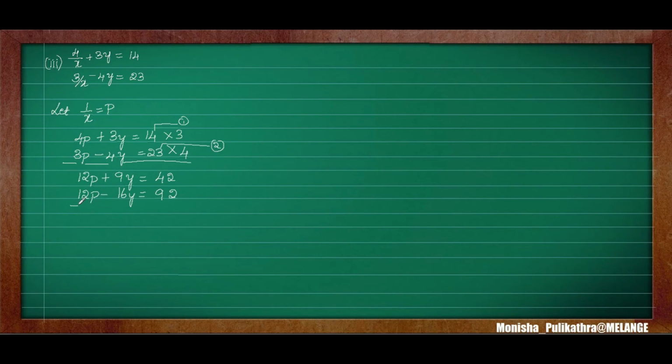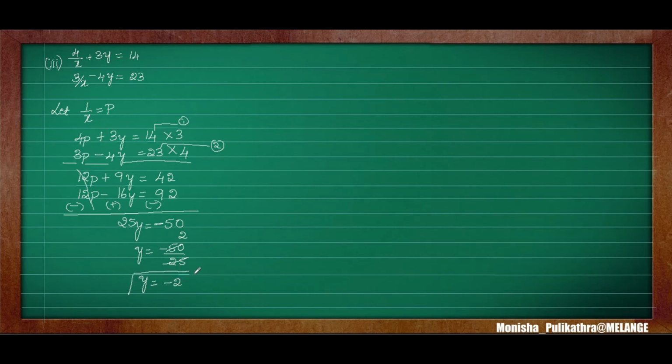Next, change the sign. Here 12p and 12p cancel each other. Here like signs are there, plus into plus is plus. So when you add, it becomes 25y is equal to, here plus into minus is minus, so when you subtract it becomes minus 50. So y is equal to minus 50 divided by 25. 25 2s are 50. So y is equal to minus 2.